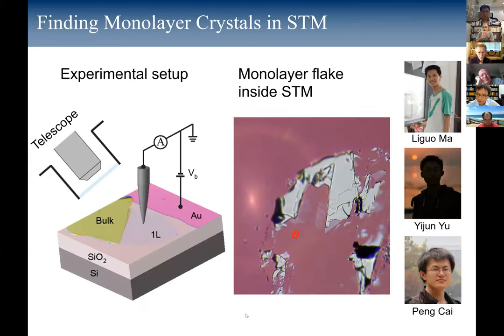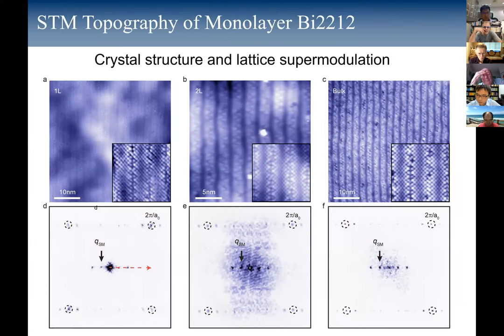But in BSCCO, there's much more to the Tc, in fact. They have a very complicated phase diagram, and this part of the phase diagram is best accessed with a scanning probe experiment such as STM. So for that, we modified our STM so that we can locate a very small piece of BSCCO inside our STM in situ and take STM measurements. The first thing we check is the topography. We see that the monolayer bismuth 2212 is very clean. If I didn't tell you it's monolayer, you probably wouldn't realize.